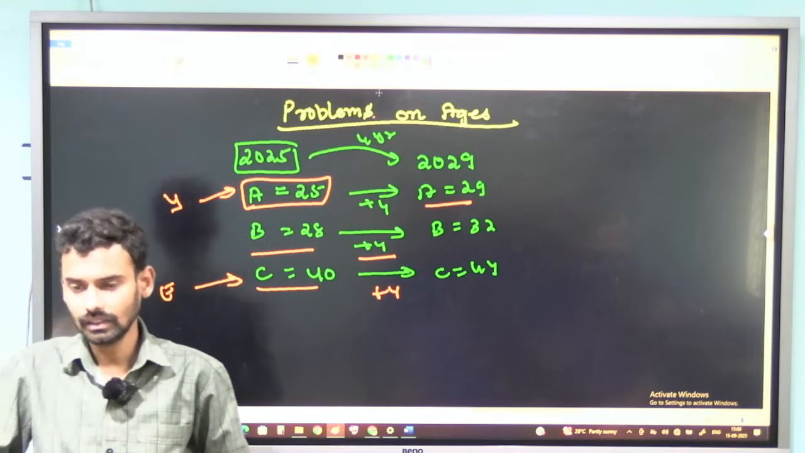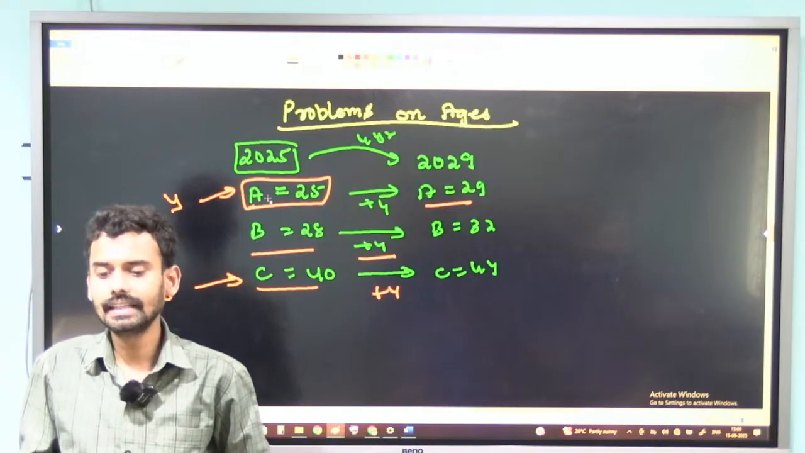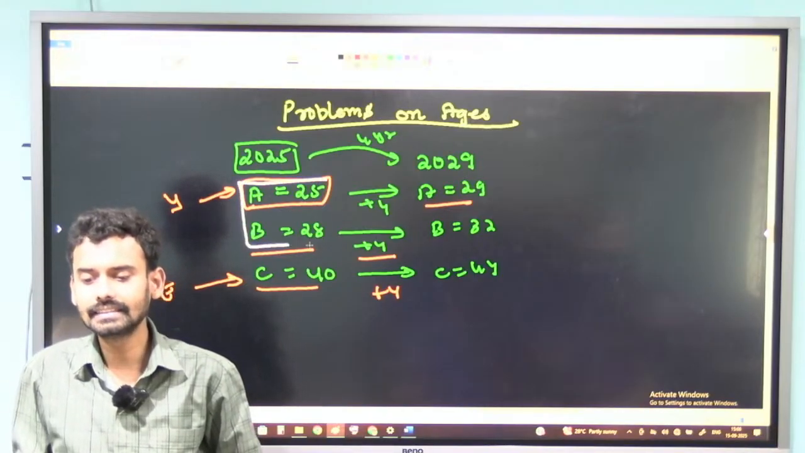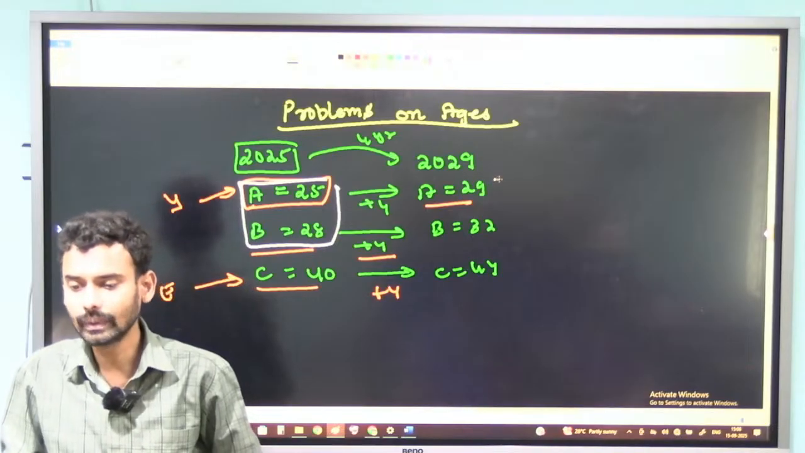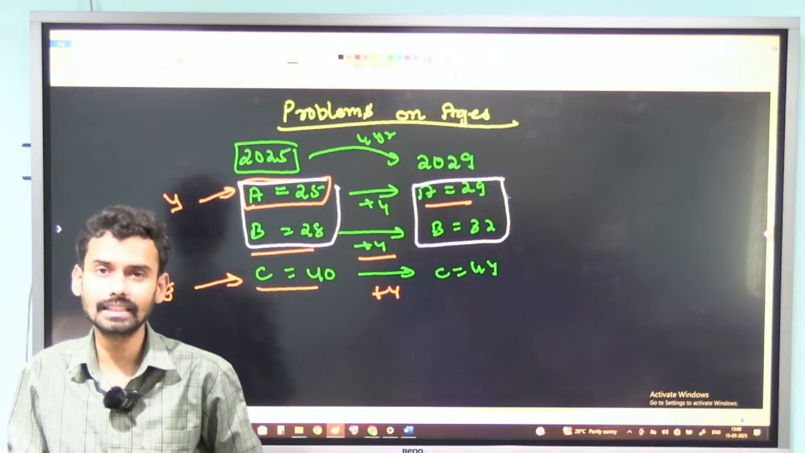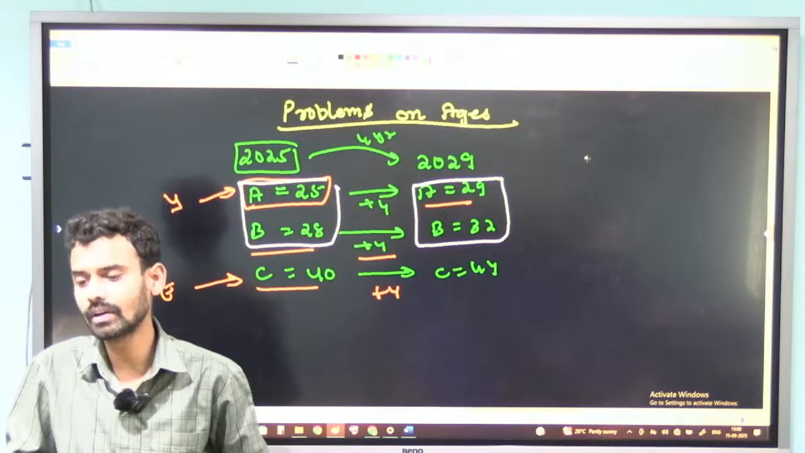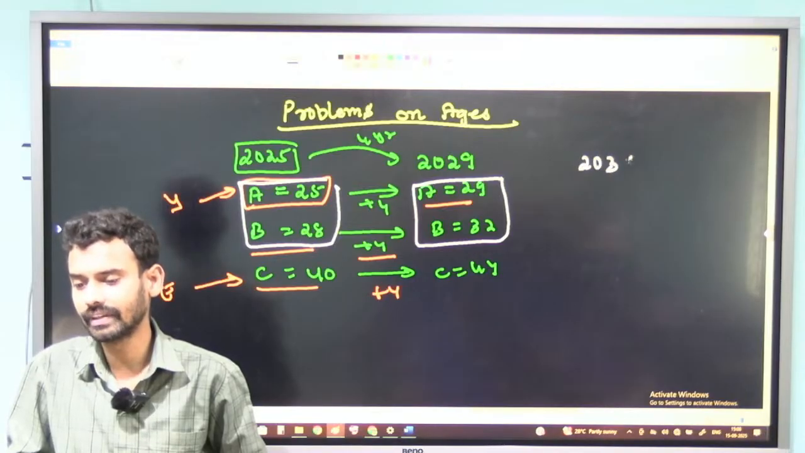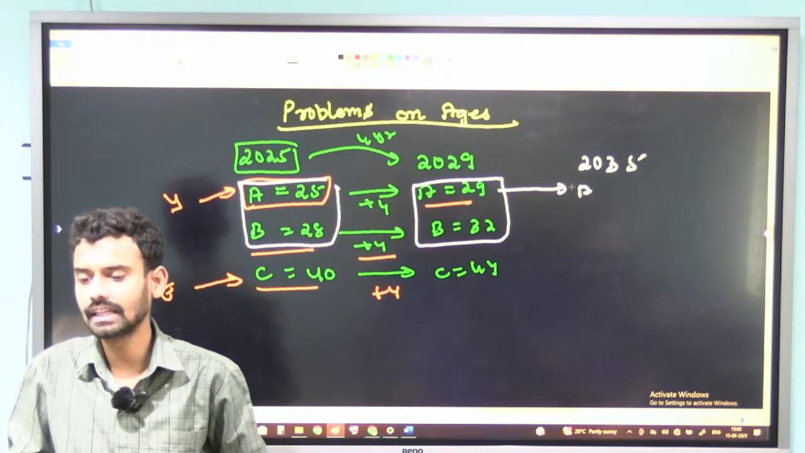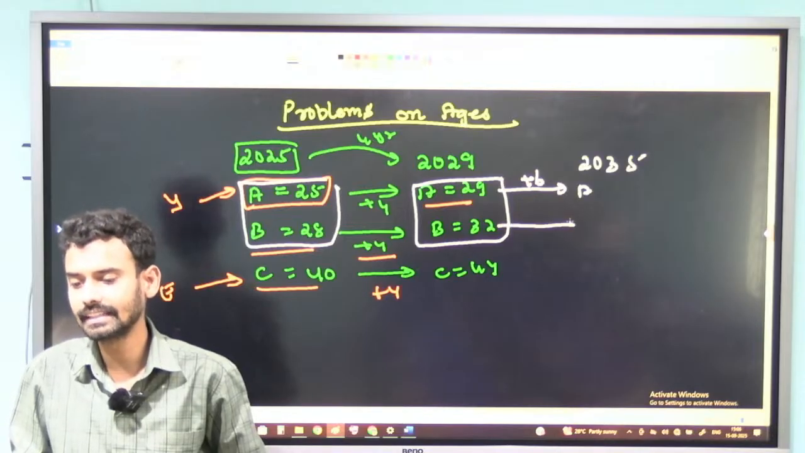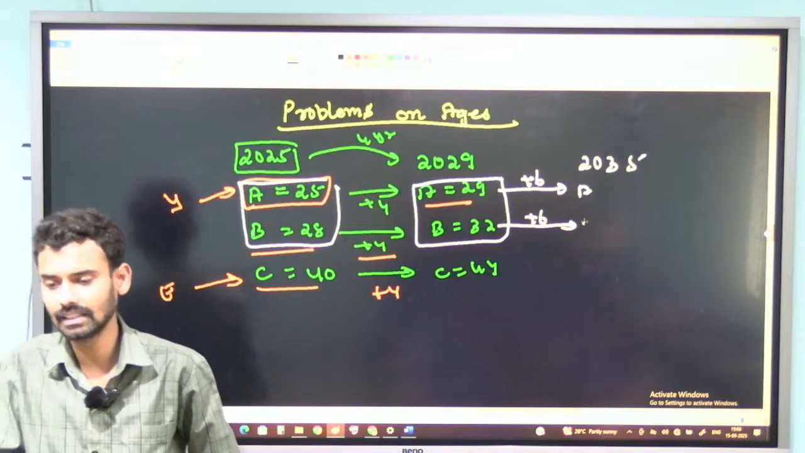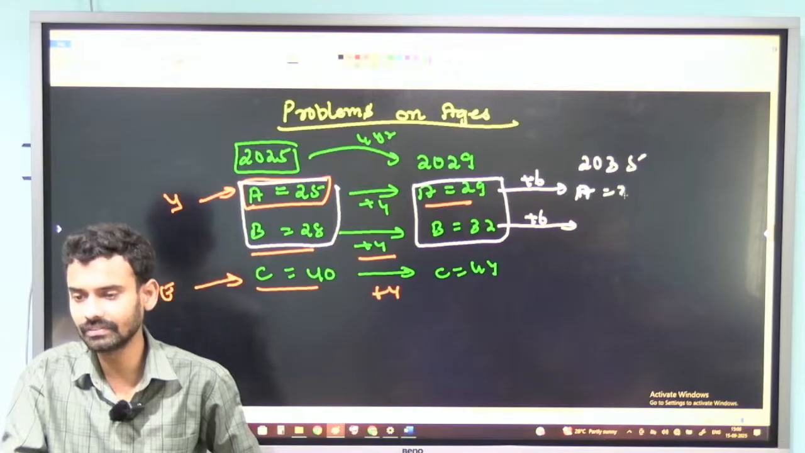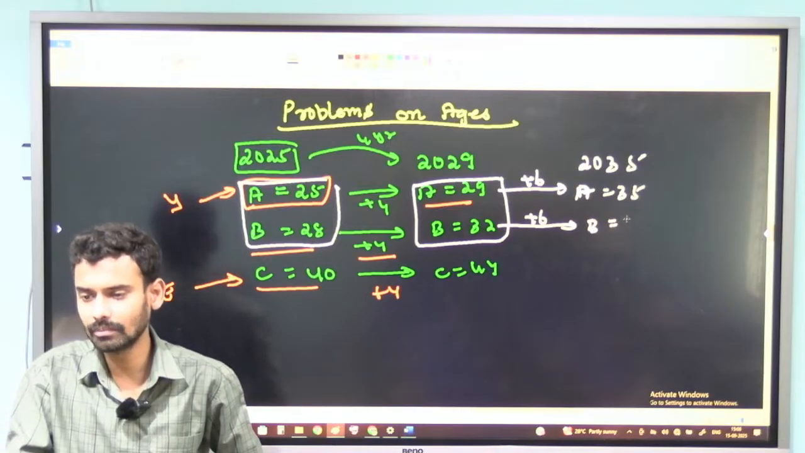Second point, if you observe, let's say in 2025, A is 3 years younger than B, and in 2029 also A is the same 3 years younger than B. And let's consider one more year, like 2035. Now the age of A is how much? It will increase by 6 years, and here the age of B will also increase by 6 years. So the age of A here will be 35 years and the age of B here will be 38 years.